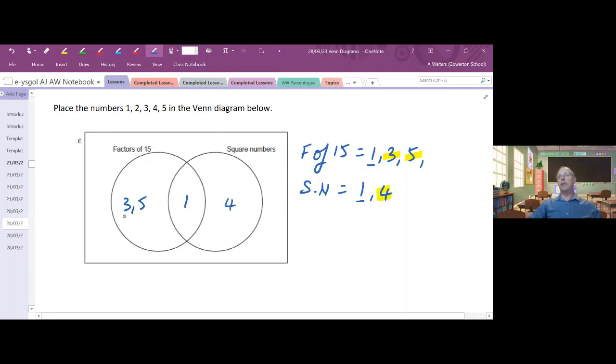So then I look at all of these values and I think, is there anything missing? So I'm going to go through them. I've got a 1, there isn't a 2. So the 2 is not a factor of 15 and it's not a square number. So therefore I put 2 outside. Let's just check. I've got 3 there, I've got 4, and I've got 5. And it's always worth doing that to see if you've accounted for every value.